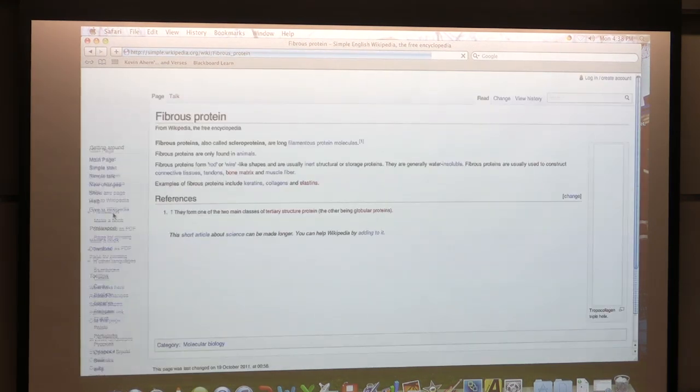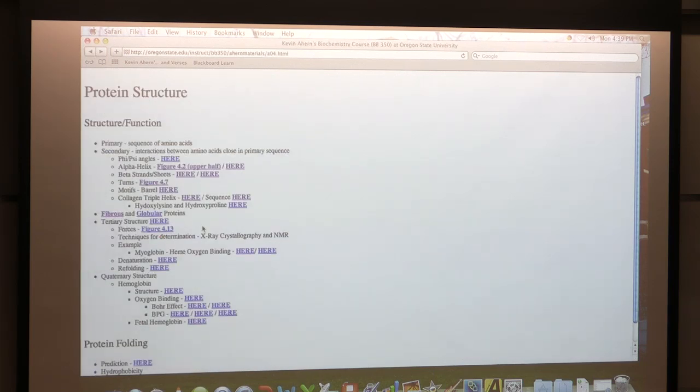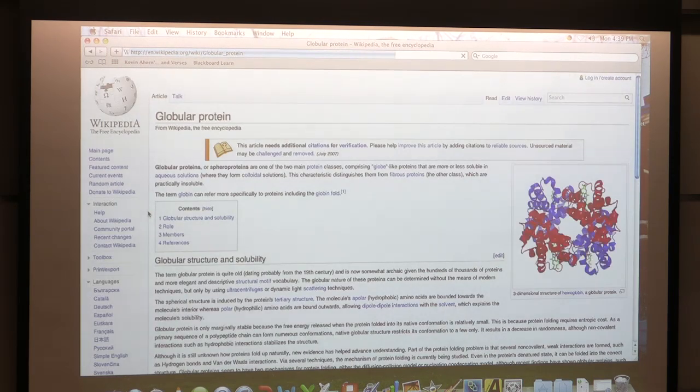I talked about fibrous proteins. Okay, so collagen is the poster child for fibrous protein. Keratin, which is the stuff of your hair, is also a fibrous protein. But I said there were also globular proteins. So what's the difference between a fibrous protein and a globular protein? Okay? A globular protein has primary structure, it has secondary structure, and it has tertiary structure. So we're going to have to understand what tertiary structure is in order to understand the difference between a fibrous protein and a globular protein.